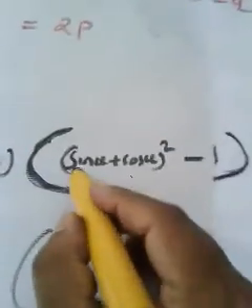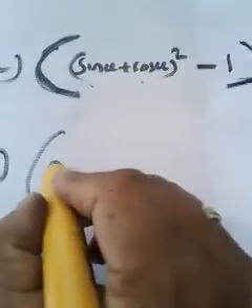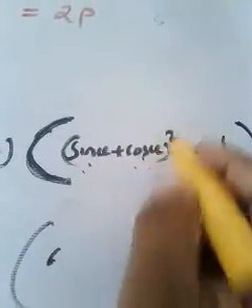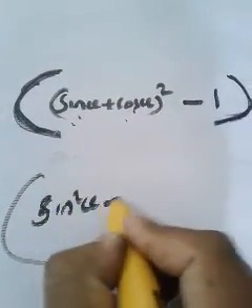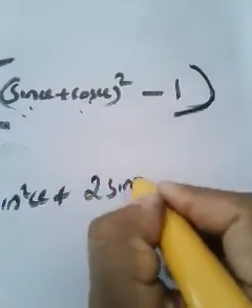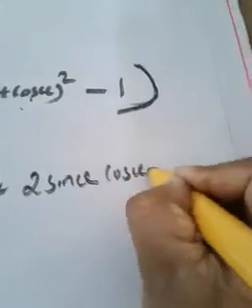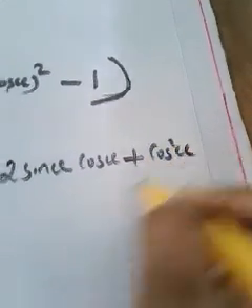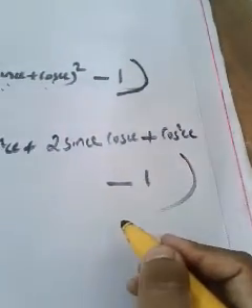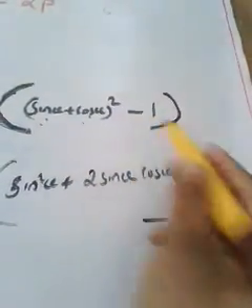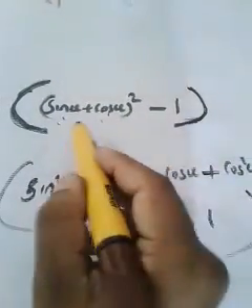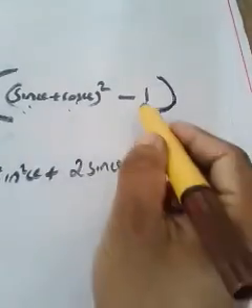Let me expand here. Here can I use a plus b whole square? Yes, of course. Expand it. A plus b whole square is a square plus 2ab plus b square. That is sin square theta plus 2 into sin theta into cos theta plus cos square theta, minus 1. This minus 1 as it is. Here I used a plus b whole square: a square plus 2ab plus b square, and minus 1 as it is.